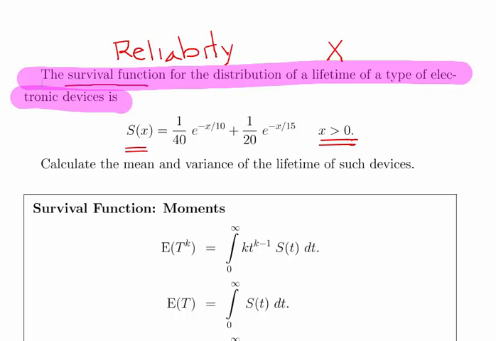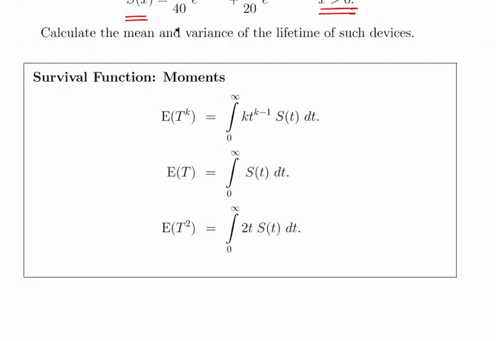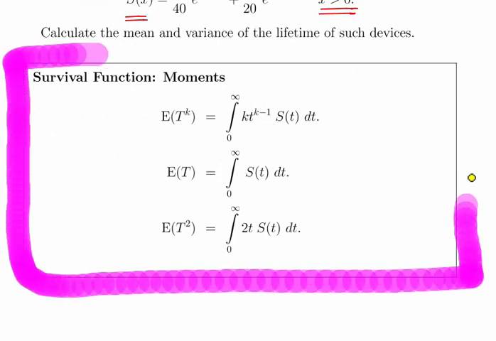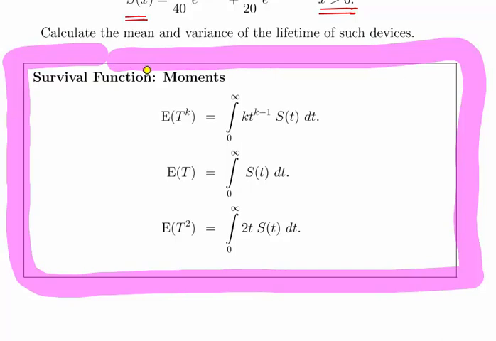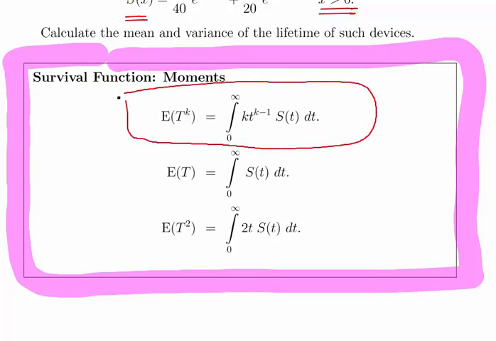So what we're expected to do is, now here, this is just a formula sheet, and hopefully you'll have something like that available to you. Now this is the key one here, okay? The kth moment of t, the expected value of t to the power of k, is the integral from 0 to infinity of k times t to the power of k minus 1 times S of t, the survival function, dt.